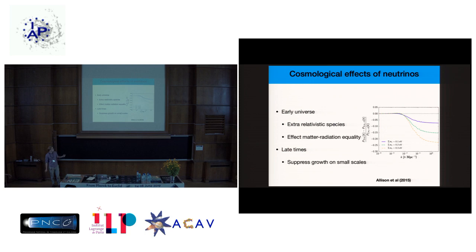I'm sure you're very familiar with this plot of how neutrinos suppress structure on small scales in the power spectrum, here showing three different masses. And this is the kind of effect we're hoping to explore with higher order statistics.